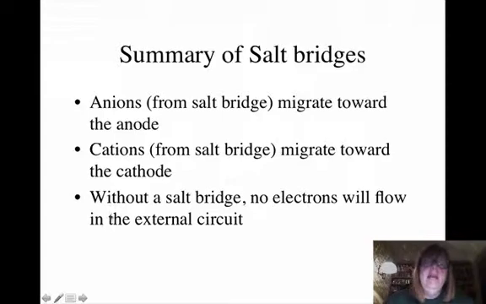If you don't have a salt bridge, if you get this buildup of charge, the electrons will not flow in your external circuit, and basically we say the cell is dead, nothing happens. So a salt bridge is important. It's necessary for this electron transfer to happen.